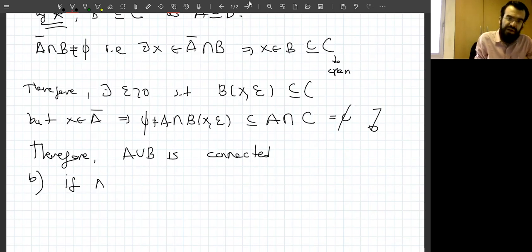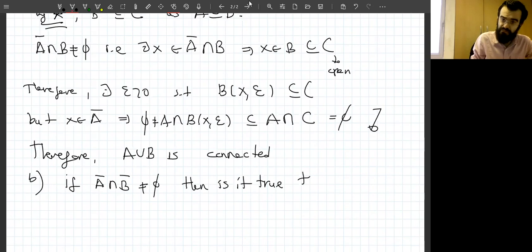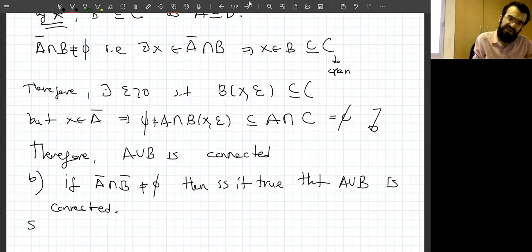If A closure intersection B closure is non-empty, then is it true that A union B is connected? Here, the answer is no.